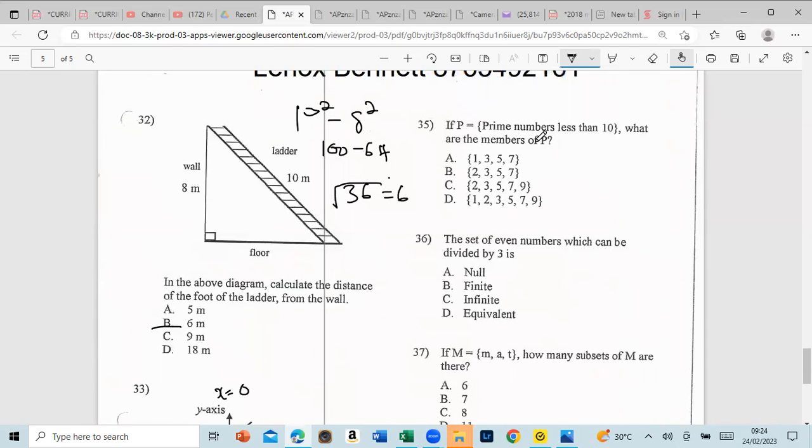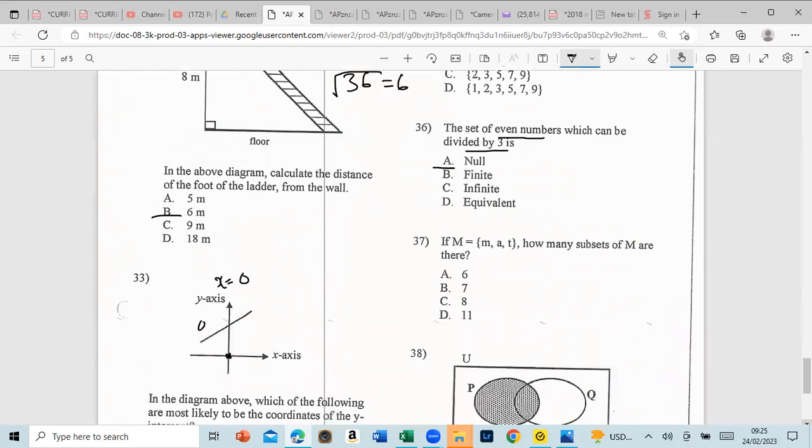If P is equal to prime numbers less than 10, what are the members of set P? What are the prime numbers less than 10? Prime numbers. So we know prime numbers 2, 3, 5, and 7. 9 is not a prime number. Alright. The set of even numbers which can be divided by 3. That's a null set. Oh my god, I didn't see that. No even number can be divided by 3 without leaving a remainder.